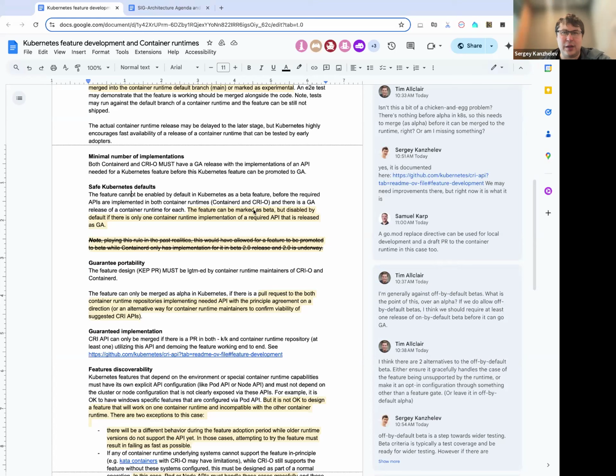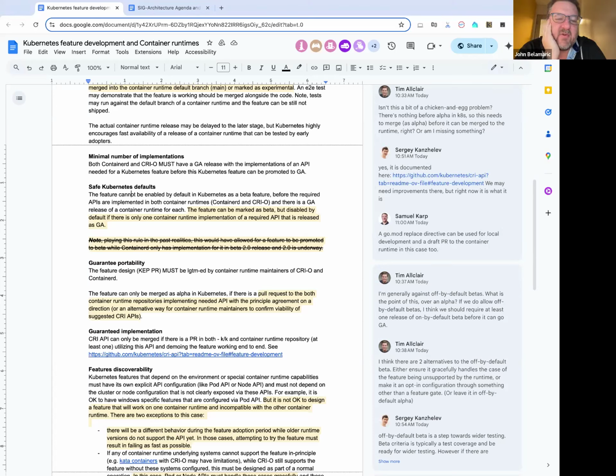The reason for that is if we have a beta in Kubernetes enabled by default and only one runtime supports it, then customers can be confused, and adopters will need to disable features explicitly if they use a different container runtime, which is not a good experience for anybody. One documentation will say it's enabled by default, but then implementations from vendors will have it disabled. We want to avoid this miscommunication and problems in comprehending. So it's beta, but it can be disabled. But if only one runtime supports it, we cannot enable it by default.